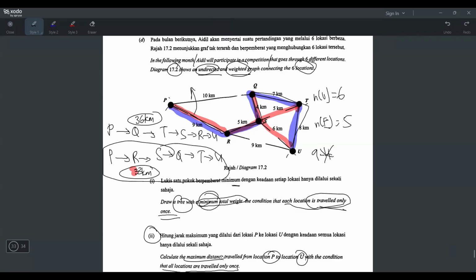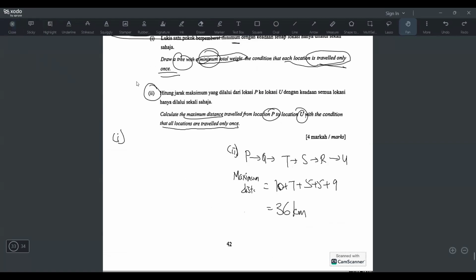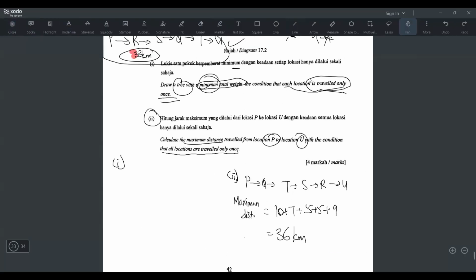You remember just now when I did question 2, I wrote down the two possible paths from P to U, right? There are only two paths from P to U. The first one is this one, the second one is this one. But of course, I will choose the second one because they want minimum total weight. So let's draw the PRSQTU path. So I will draw it here. PRSQTU.